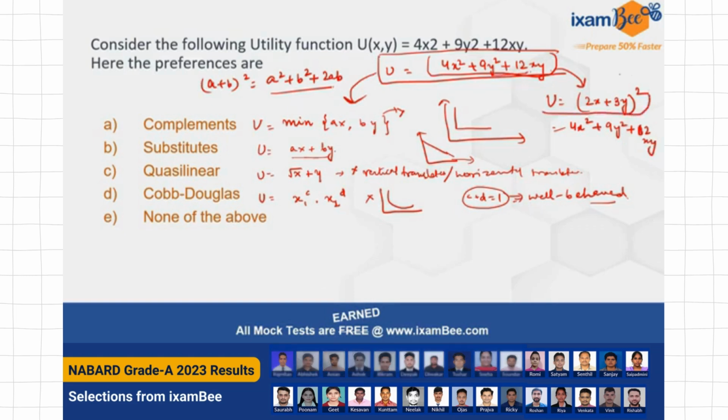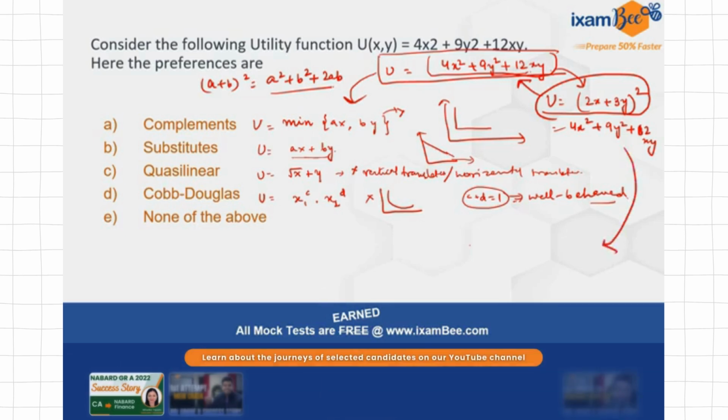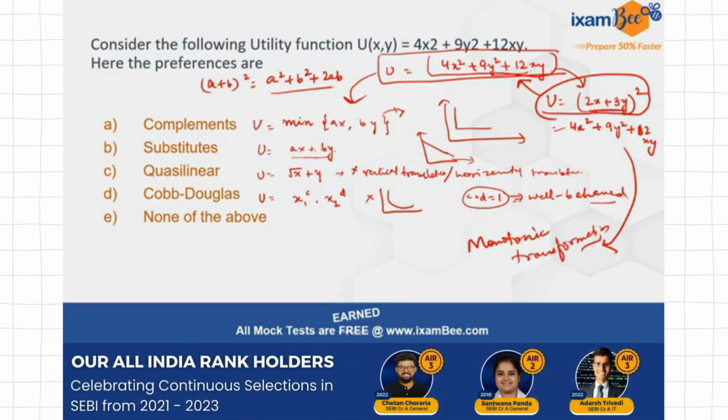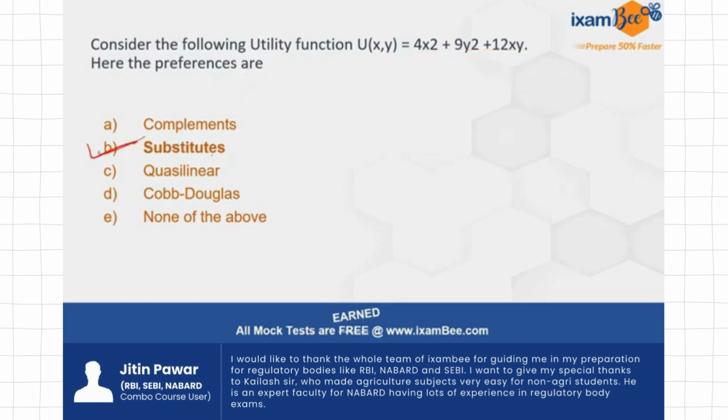So basically what we can say is that this particular utility function, now you've just squared it, so it's a monotonic transformation, right? Squaring a perfect substitute function gives you a monotonic transformation. So this is simply a monotonic transformation that is done here. So basically the preferences are essentially of this form only, ax plus by, just that you've done a monotonic transformation. So this is perfect substitutes only, right? And hence the right answer is substitutes for this case.